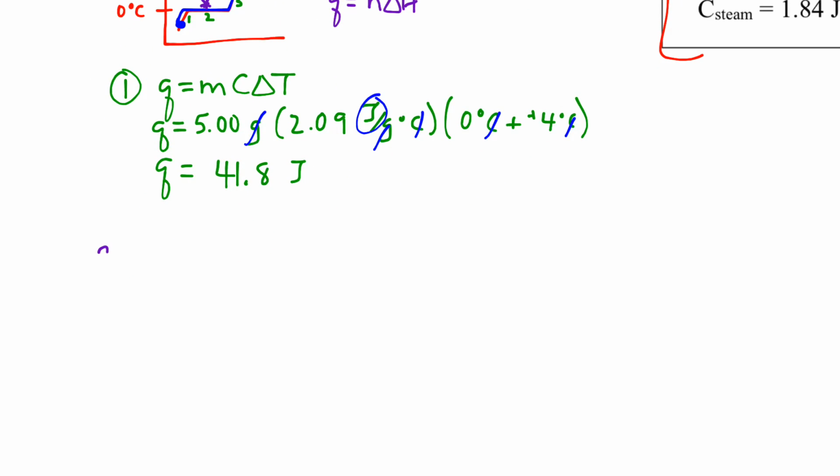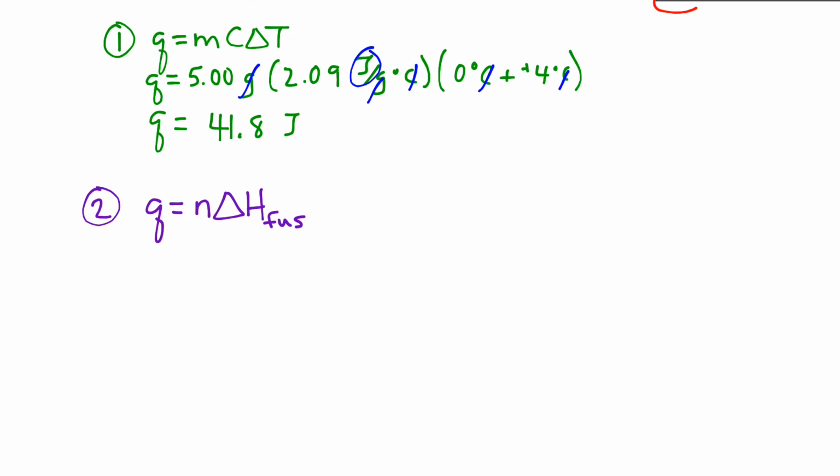Step 2. Step 2, if we look at our graph, is a plateau. This is a phase change. So we're dealing with Q equals n delta H. The question is, what phase change is happening there? At 0 degrees, if you're heating it up, this would be melting, which is also known as fusion.